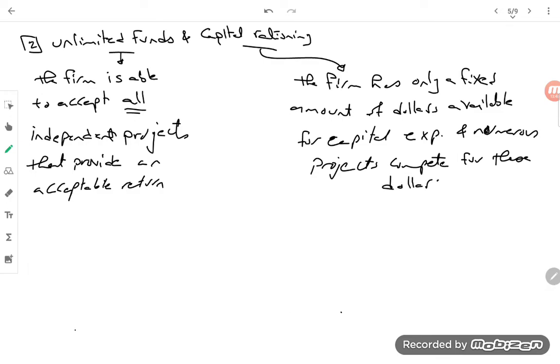So this means that you have a fixed amount of money and you would like to use this money in order to implement a number of projects. So these projects compete in order to take this fund.